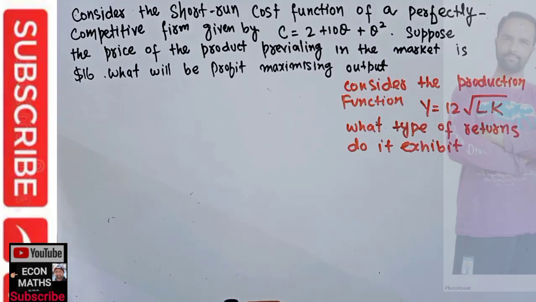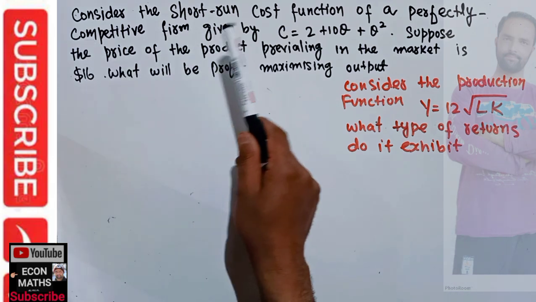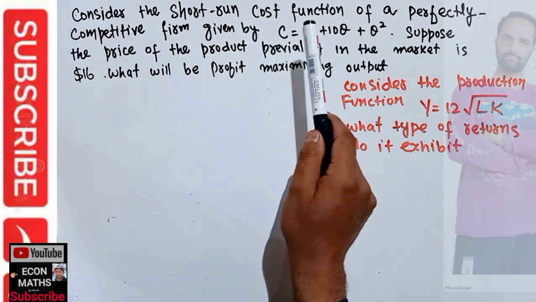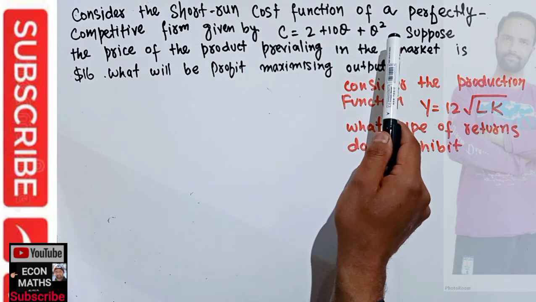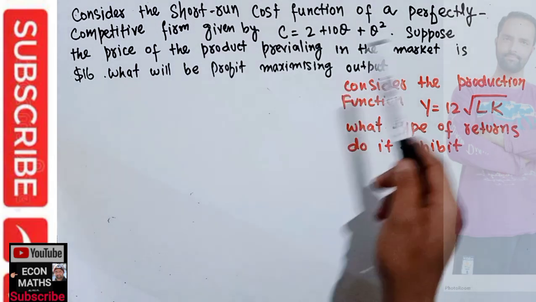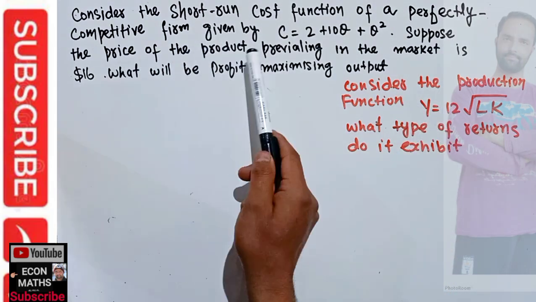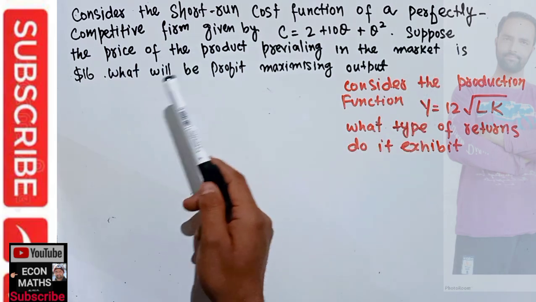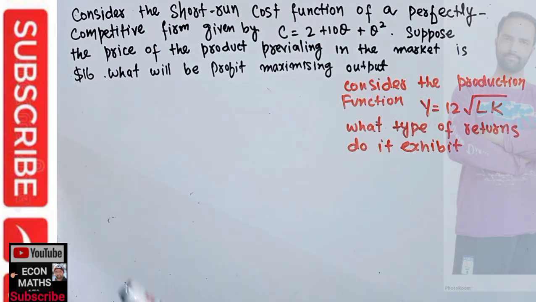In this video, we will solve two questions that were asked by a brother Anam Umar on YouTube. The question is, consider the short-run cost function of a perfectly competitive firm given by C = 2 + 10Q + Q², where Q is the output and C denotes the total cost. Suppose the price of the product prevailing in the market is $16. We are supposed to find out the profit maximizing output.